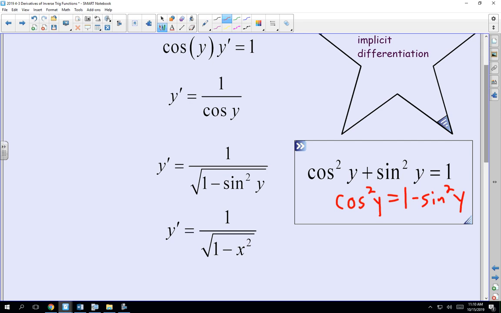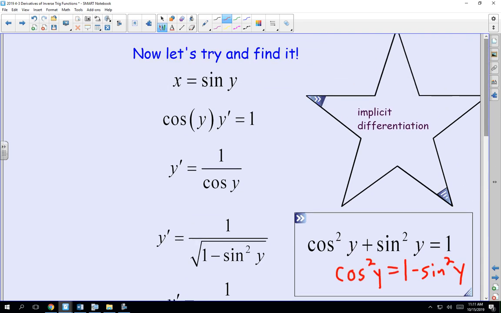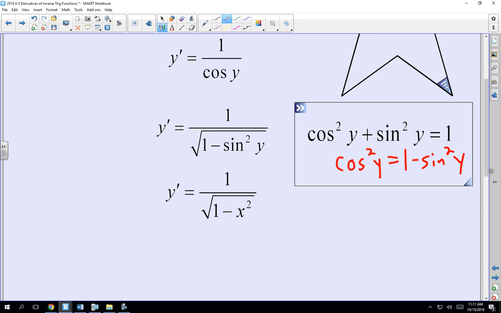So we get 1 over the square root of 1 minus sine squared y, and then for sine of y, go back up here, it's just like what you just did in that activity. We replace sine of y with x. And then we have our explicit derivative in terms of x. So that is the derivative of inverse sine.